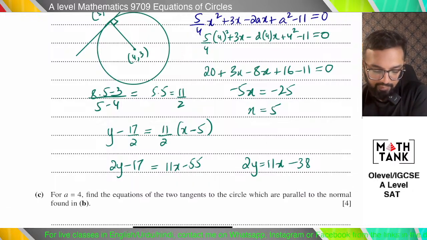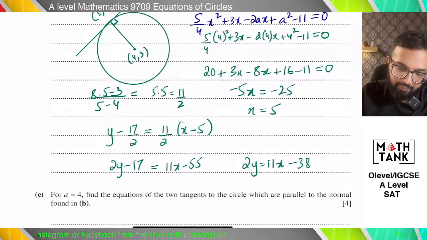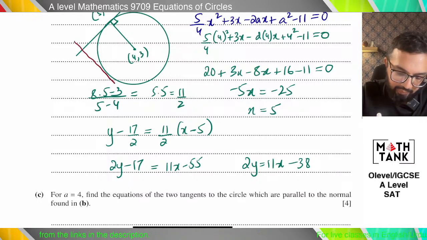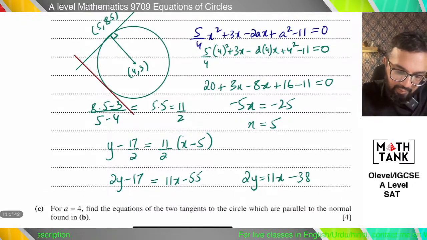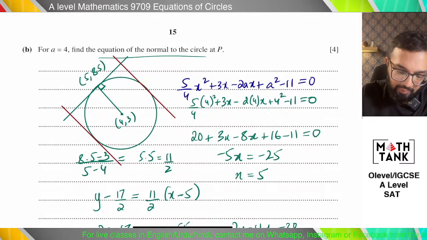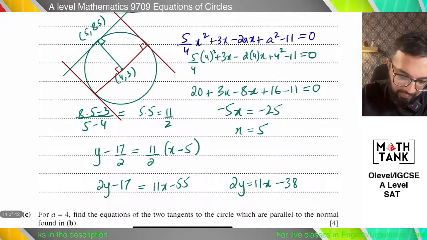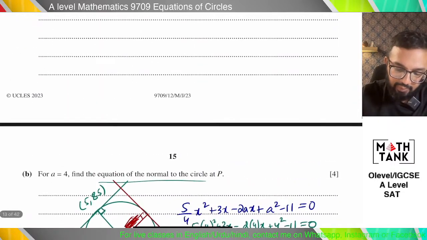Okay, for a equals 4, find the equation of the two tangents to the circle which are parallel to the normal found in part A. Okay, so I want to find the equation of this and an equation for that. So this is also going to be a 90-degree thing. If that line had a gradient of 11 over 2, this should have a gradient of minus 2 over 11. I should verify my answer first before I go on and calculate this.